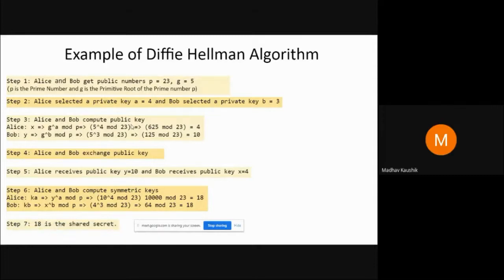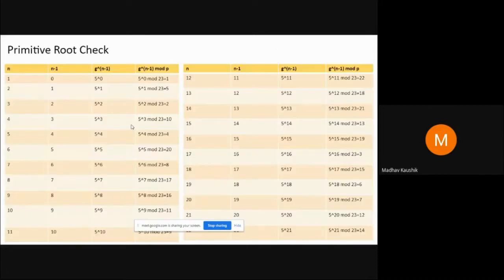So let's talk about the example of Diffie-Hellman algorithm. Alice and Bob will basically agree upon a prime number. In this case, the prime number is 23 and the primitive root is 5. We have looked at the calculation of the primitive root, and 5 generates all the numbers from 0 to p minus 1. P was 23, so 0 to 22. So we can say that 5 is indeed the primitive root of this prime number.